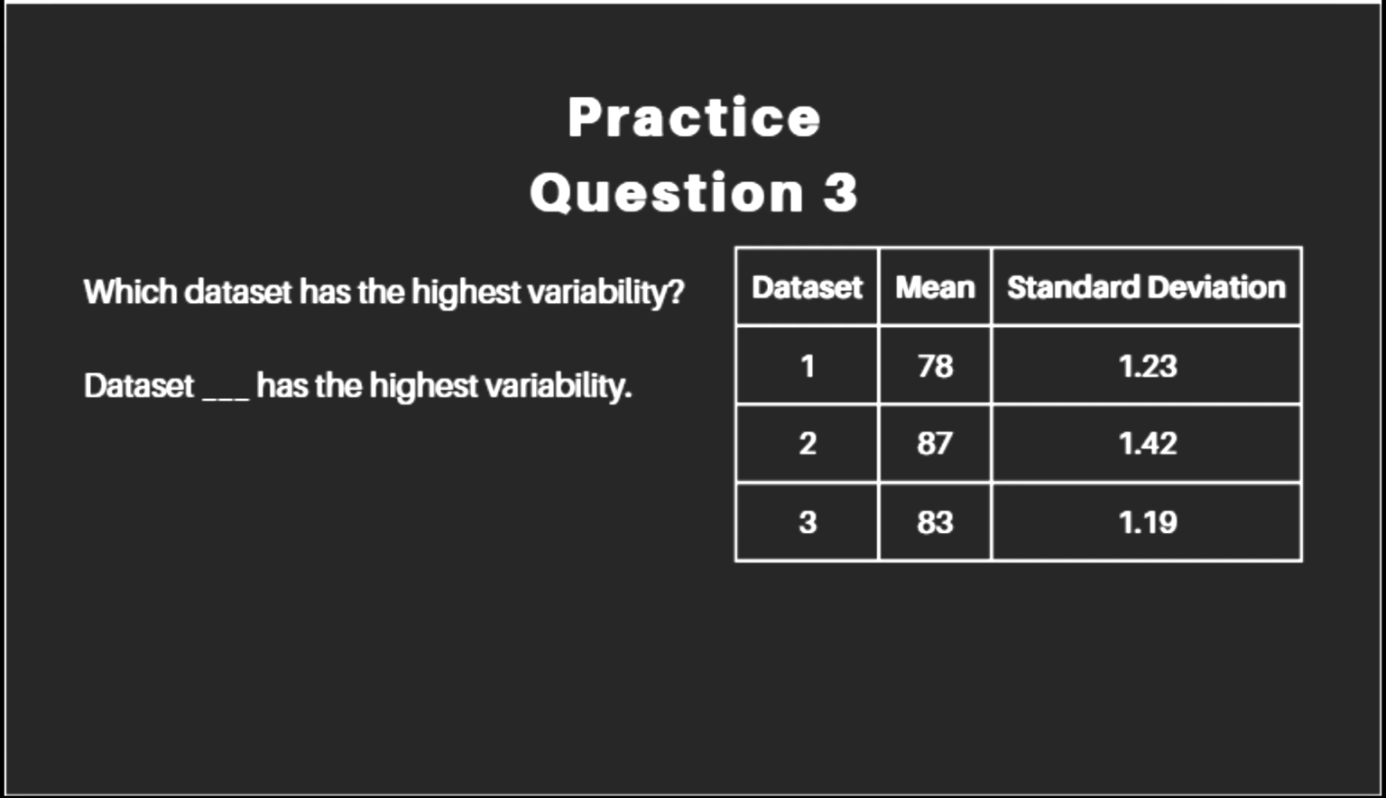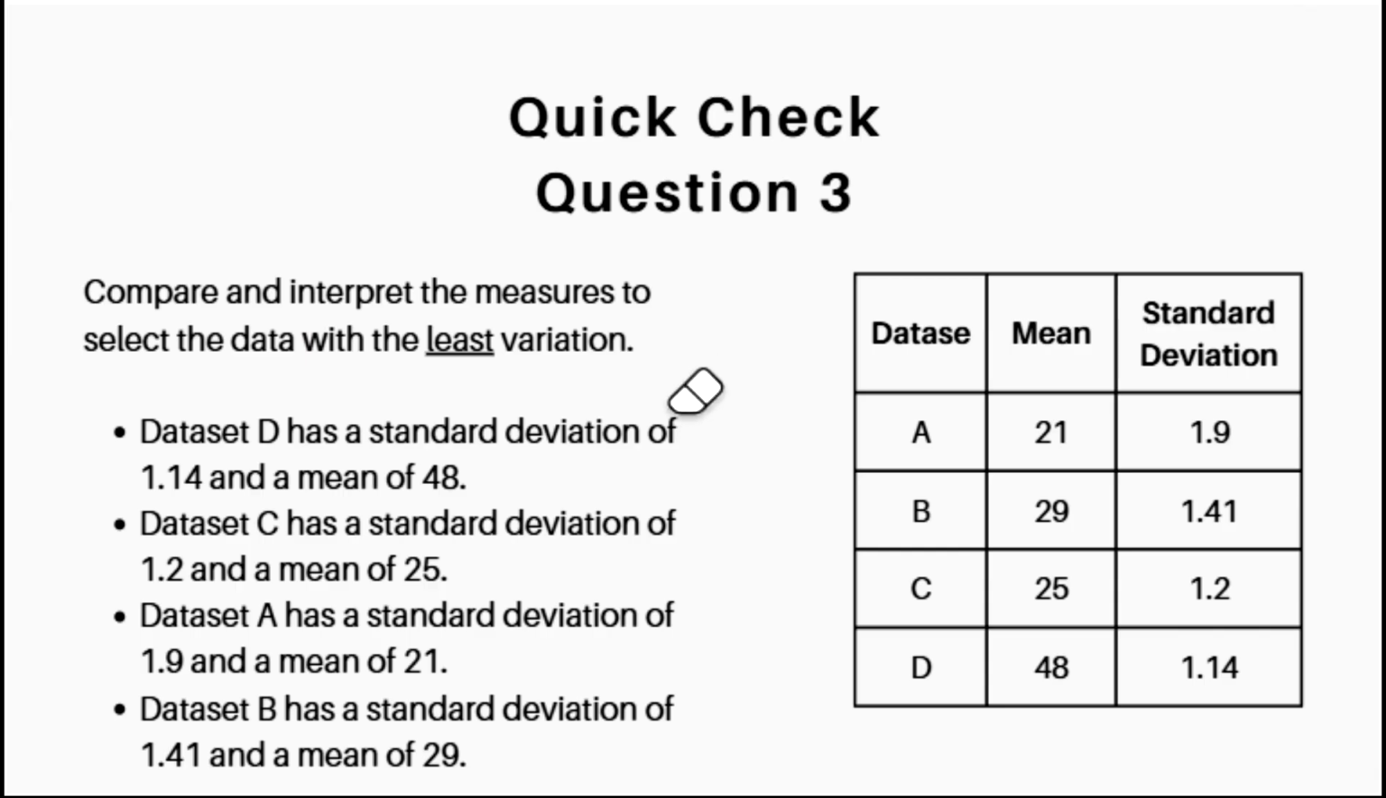Here is practice question number 3. Which data set has the highest variability? The biggest number, biggest variability. There you go, right there. The only thing that matters is the standard deviation, okay? This is just extra. All right. I totally answered this question for you and had to erase stuff and go back and do it again.